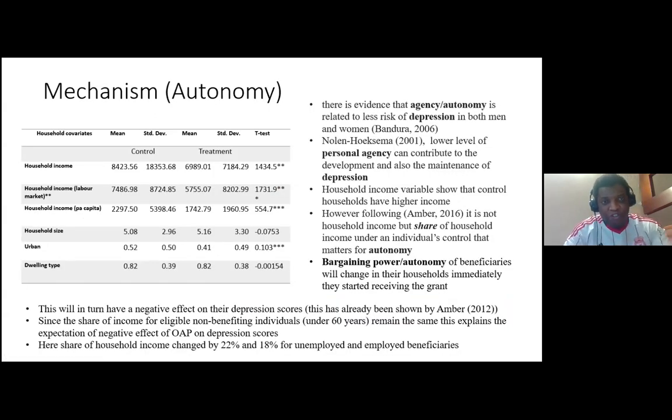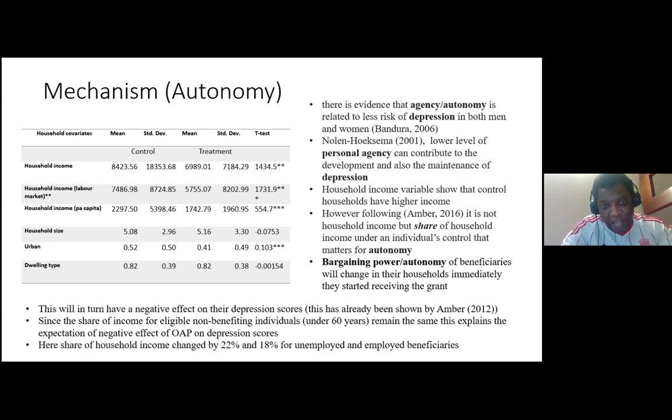So before I move on to the result, I just want to talk a little bit about the mechanism: why we think we should pick up an effect, or if we pick up an effect, why we think we are picking up that effect. There is evidence that autonomy is related to less risk of depression. This has been shown in the psychology literature: people exercising personal agency are protected from being depressed. And the loss of this personal agency or autonomy is one of the risk factors for depression.